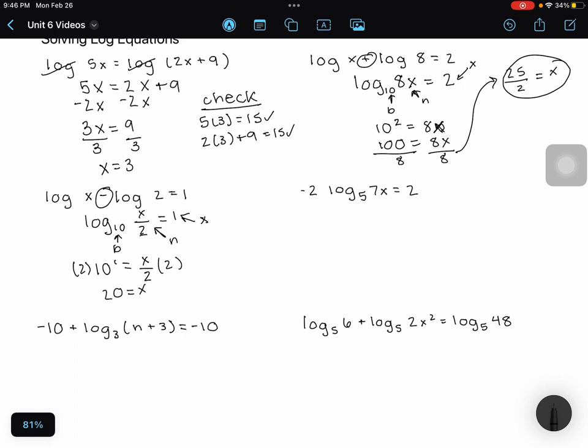And something we didn't do on the last problem, but we need to do on this one, is we need to check. So I'm going to take the 20 and plug it in, which is just x here, so that's positive, so we are all good.